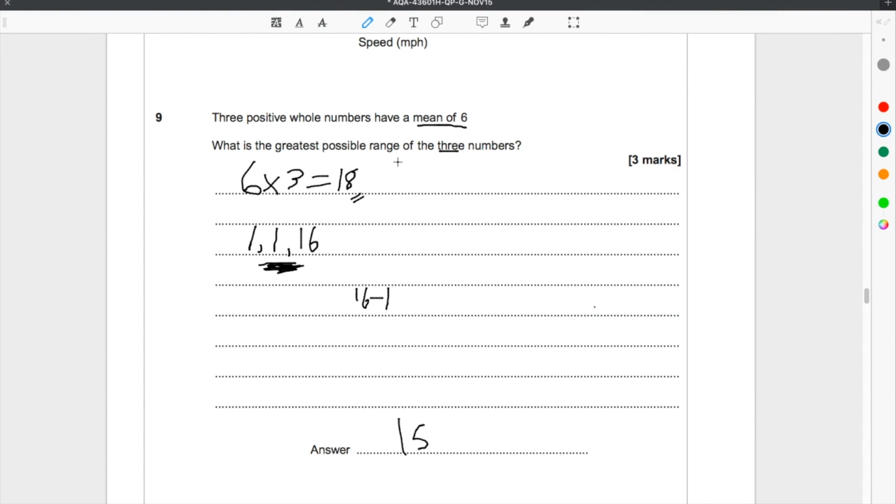So all we've done is multiply the mean by the number of numbers, which is 3 in this case, to give us 18, and then we've picked the smallest positive integer we have, which is 1. We've used that twice because that way we can get 16, which is the number that gives us the biggest range of values. So we've just got to think about this a little bit, okay?